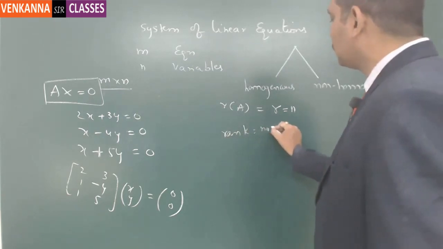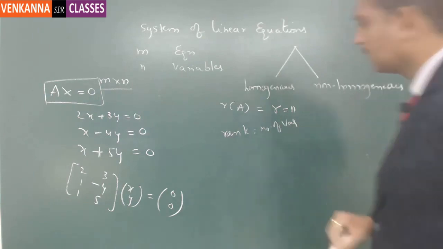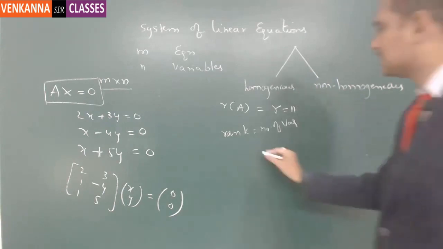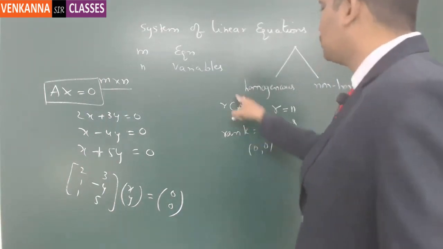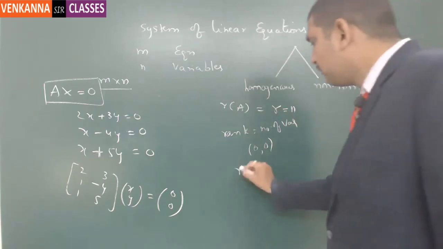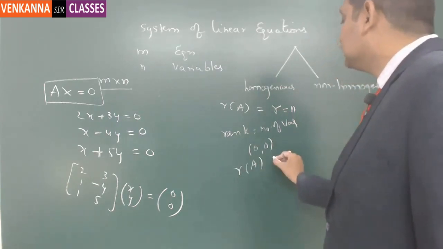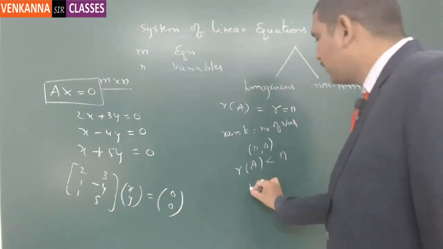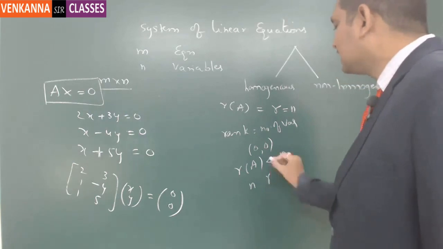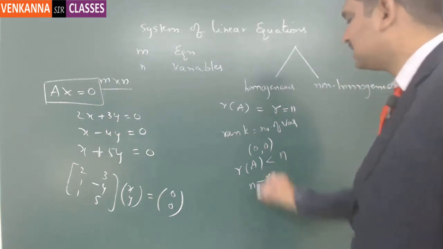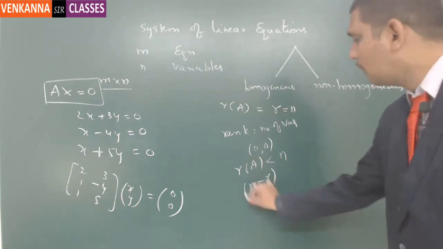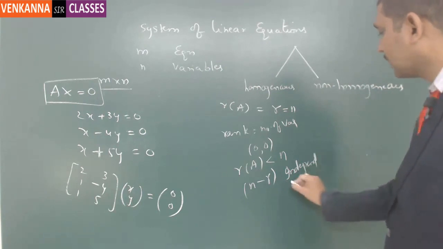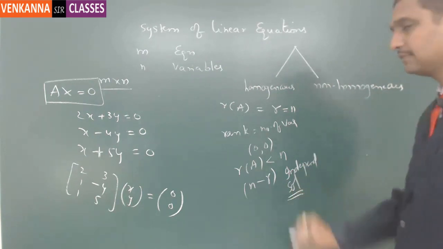Now the solution is determined as: if rank of A is equal to n, the number of variables, rank is equal to number of variables, then we say that the given system has only trivial solution, that is 0, 0 is the only solution for it. If rank of A is less than number of variables, if number of variables are n, rank is R, you consider the difference n minus R. So the system will have n minus R independent solutions, and you will get infinite solutions in this case.